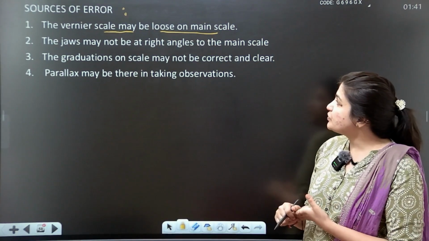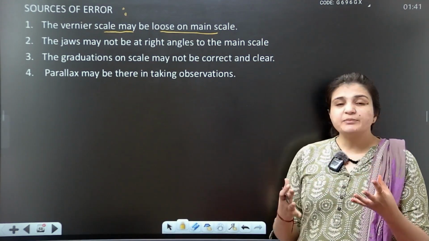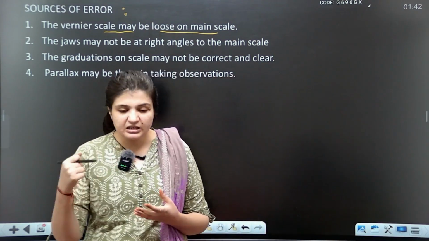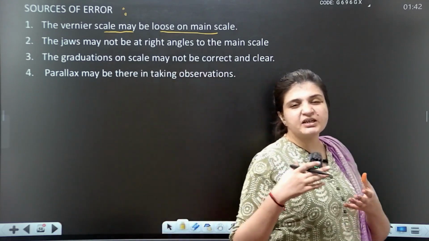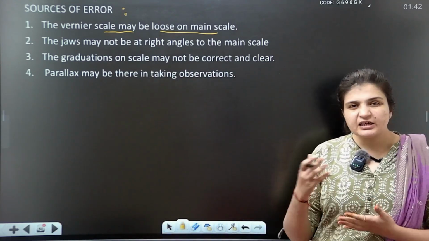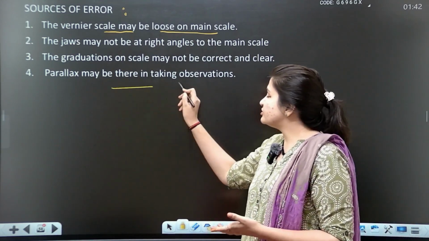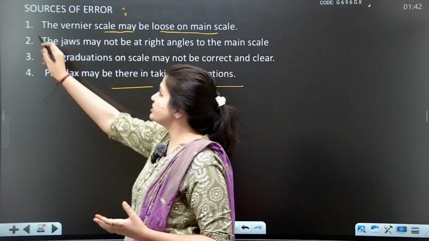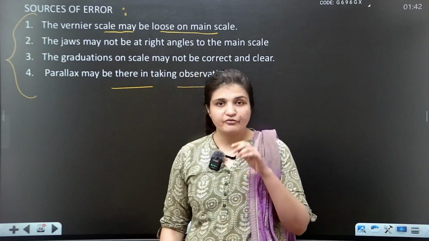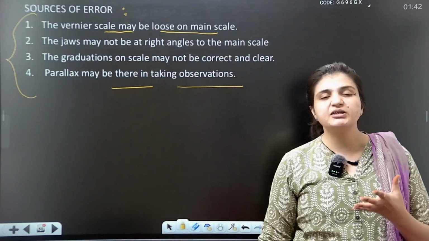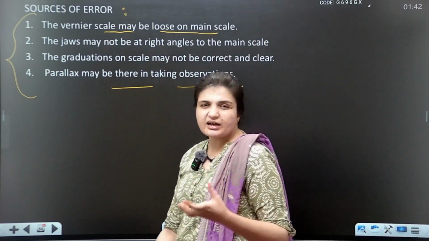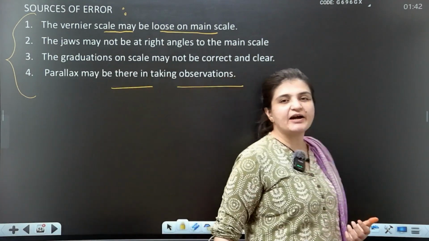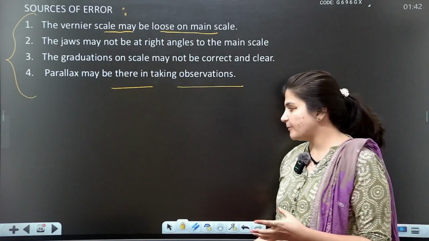Then the graduation may not be correct. The instrument might be overused, so the divisions on it might be worn off or cleared off. There can also be parallax error. So these are the errors which can occur while we are performing the experiment, and we have to keep them in mind apart from the precautions.